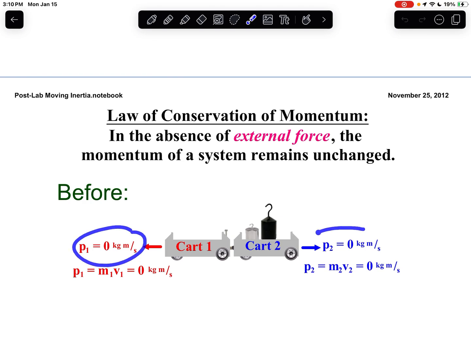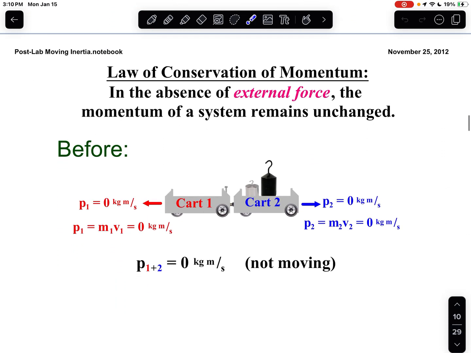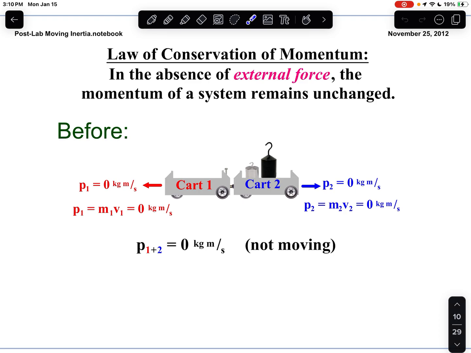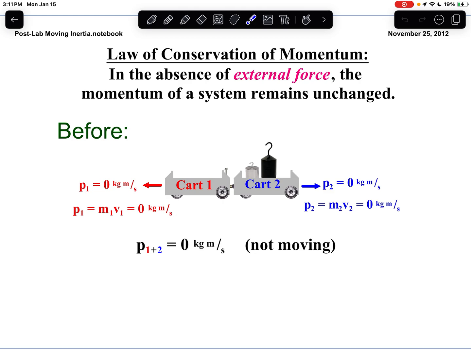So the momentum of our system before we push the button, before the explosion, that total momentum is going to be 0. Again, another way that we could write this or show this is we have 2 carts together. So the sum of the 2 momentums that are currently touching, they're together. They're one system. They're one object. The momentum of those objects together is 0 because they are not moving.